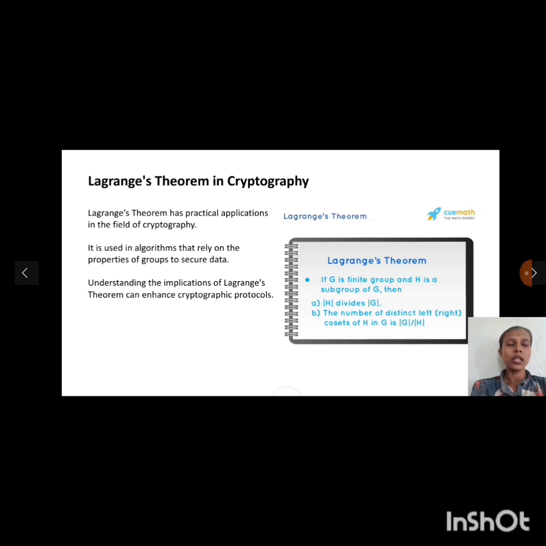Lagrange's theorem in cryptography. Lagrange's theorem has practical application in the field of cryptography. It is used in algorithms that rely on the properties of groups to secure data. Understanding the implications of Lagrange's theorem can enhance cryptographic protocols.